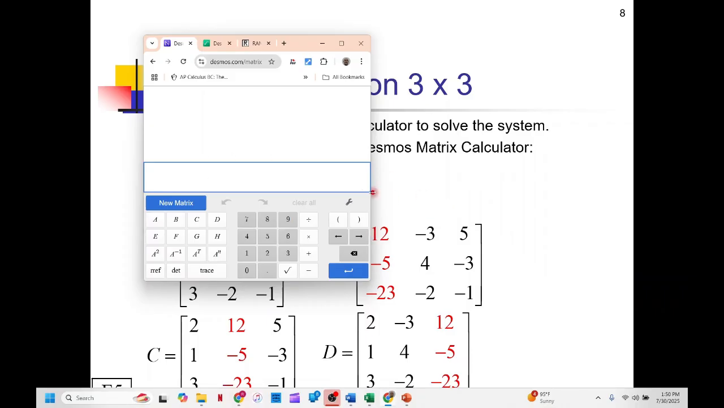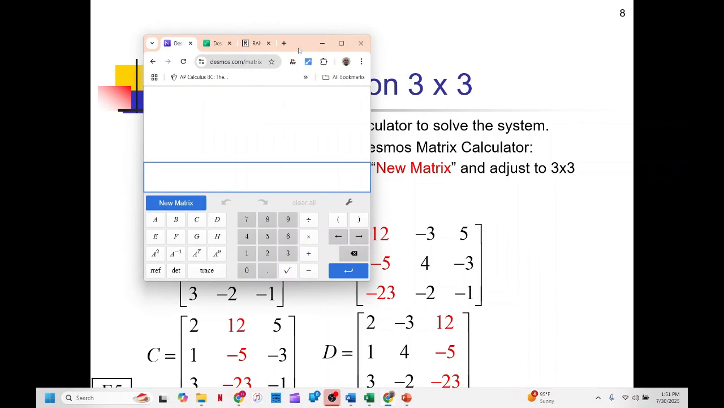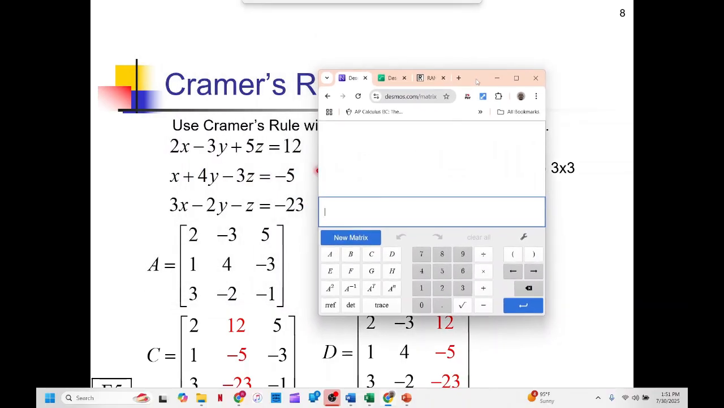So in order to use it, you need to create matrices, and then there's some different operations that you can do on those matrices. So what we're going to do is use New Matrix to create a matrix, and then adjust it to be a 3 by 3. We'll do that with this A matrix. So we'll do this one together. Let me move this so that I can actually see the A matrix.